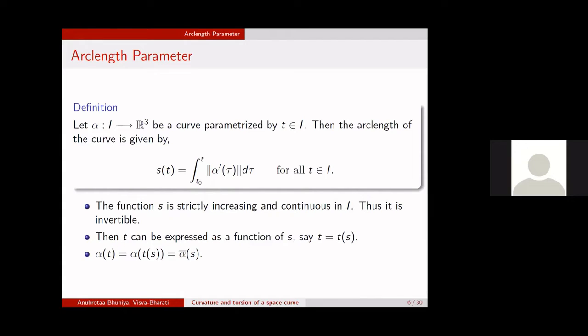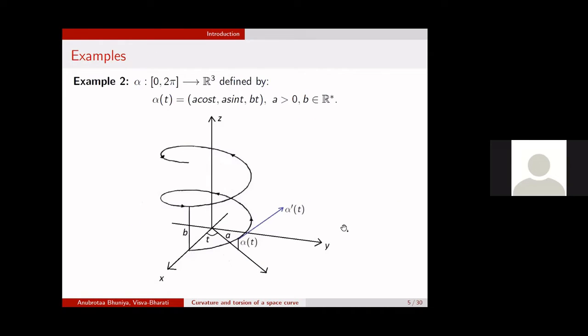So t can be expressed as a function of s by taking the inverse of it, say t equal to t(s). Now alpha t becomes alpha of t(s), which we can denote by alpha bar s. So if we start with a curve alpha parameterized by a parameter t, we can reparameterize that curve by s, which is our arc length. We call this parameter s an arc length parameter.